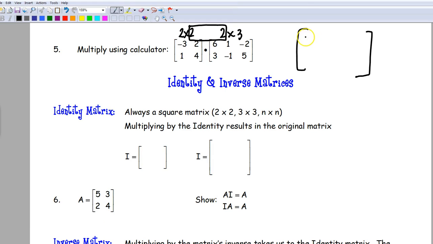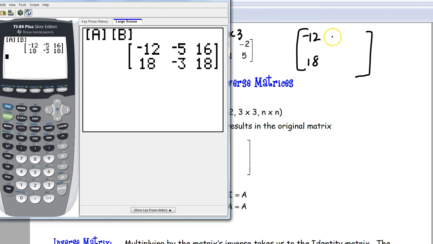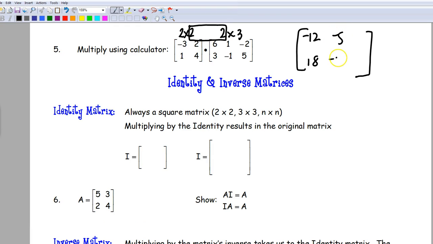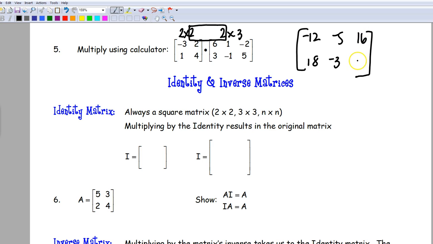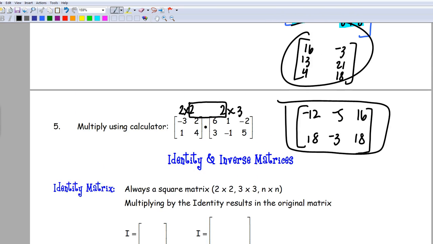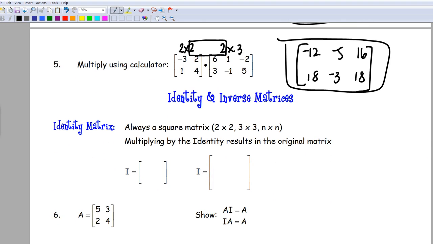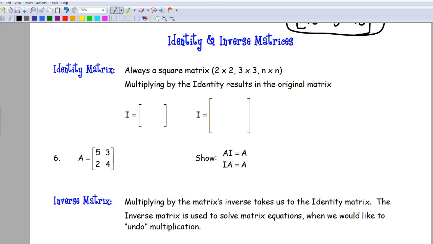All right, so -12 and 18, -5, -3, 16, and 18. And there you go. So you can check the one we just did by hand if you'd like. You're never going to have to multiply this by hand in class. We're just going to use your calculator. Okay. All right, a couple more things we got to talk about.